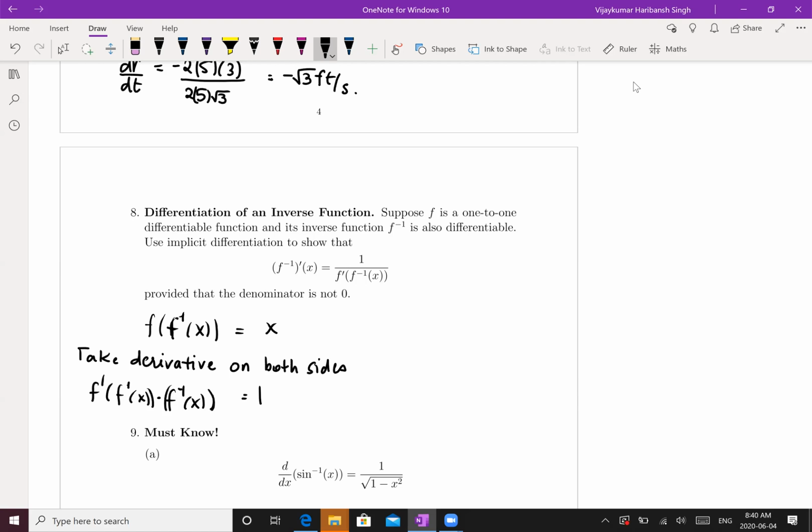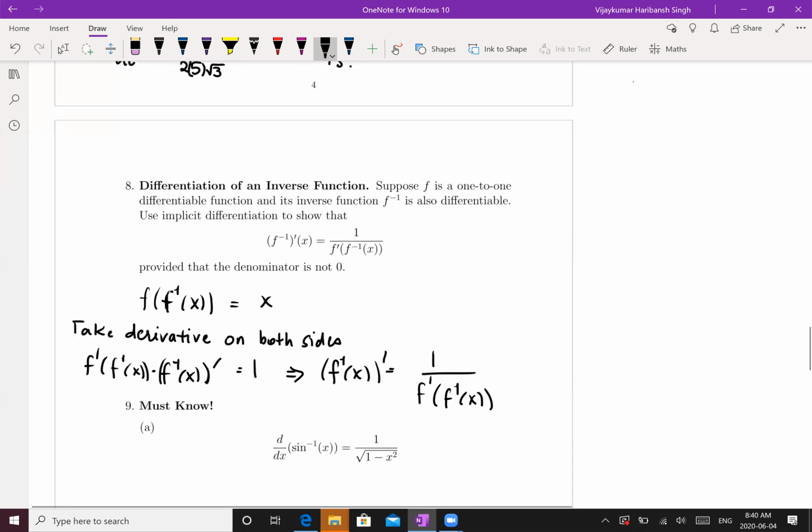prime equals 1. So this would give me, keep f inverse x prime because we want to find the derivative of f inverse x, move everything to the other side. So we get what? f inverse x prime is 1 upon f prime of f inverse of x. So I just moved this to the other side, and so we got the derivative.